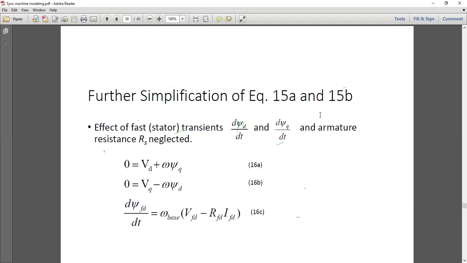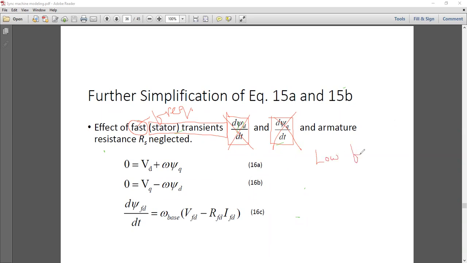Next, we ignore a few more transients, or a few more dynamics, from our model to reach the third order model. We ignore these dynamics, d psi d over dt and d psi q over dt. These are known as the stator transients, and they are very fast, meaning their frequency range is much higher than the frequency of our interest. Now let me tell you what our frequency of interest is.